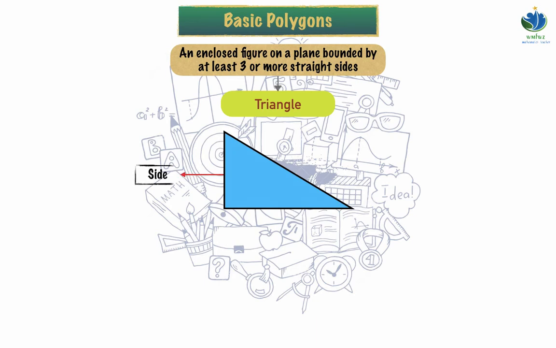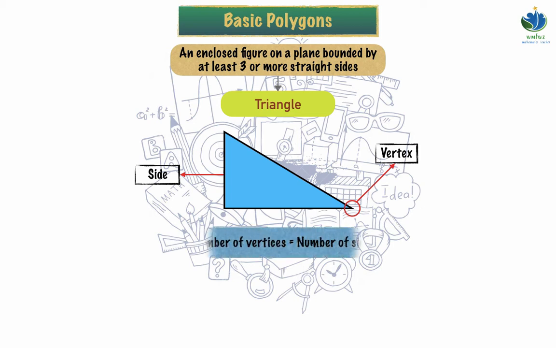So let's get started with what is inside the triangle. This one we call a side, and this one we call a vertex. For plural, we call them vertices. For a triangle, there are 3 sides, and there are also 3 vertices. So we can say that the number of vertices is equal to the number of sides.